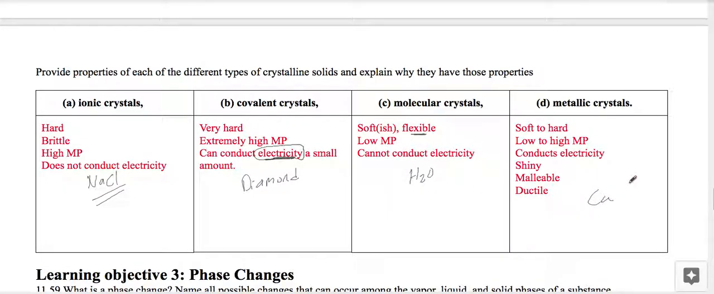Metal, I'm just going to use copper and think about that. Well, this is hard because we could look at anything from mercury, which is a liquid, to sodium, which is going to be very soft, to tin, not tin. What would be one that's very hard? Iron. Iron would be a very hard metal. Low to high melting point, same thing. Conducts electricity. That's true for everything shiny, malleable, and ductile. So those are all the different properties. So again, memorize an example and then think about what the types of properties are of that example. That'll help you.